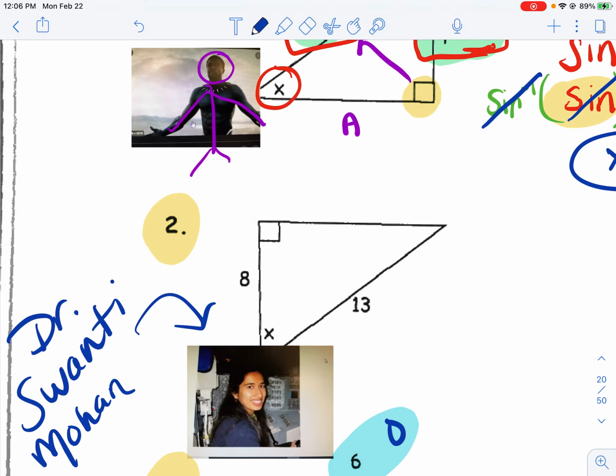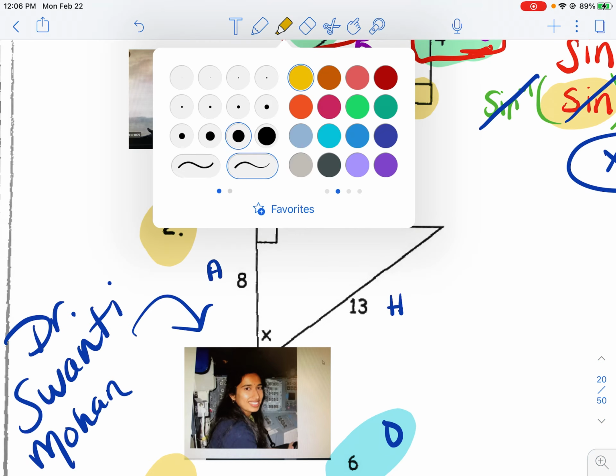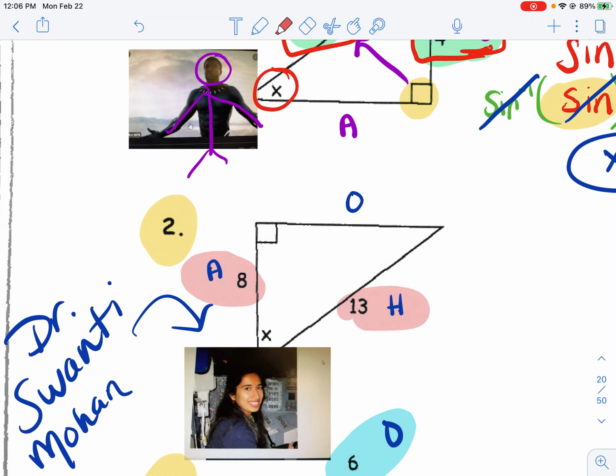So Dr. Mohan, tell us, what is the opposite? Here's our opposite. Here's our H, and here's our A. So again, we're doing the same process that we've done on our other problems. But what's different? When I look at the A and the H, they have numbers. Where am I trying to find an answer? I'm trying to find the angle.